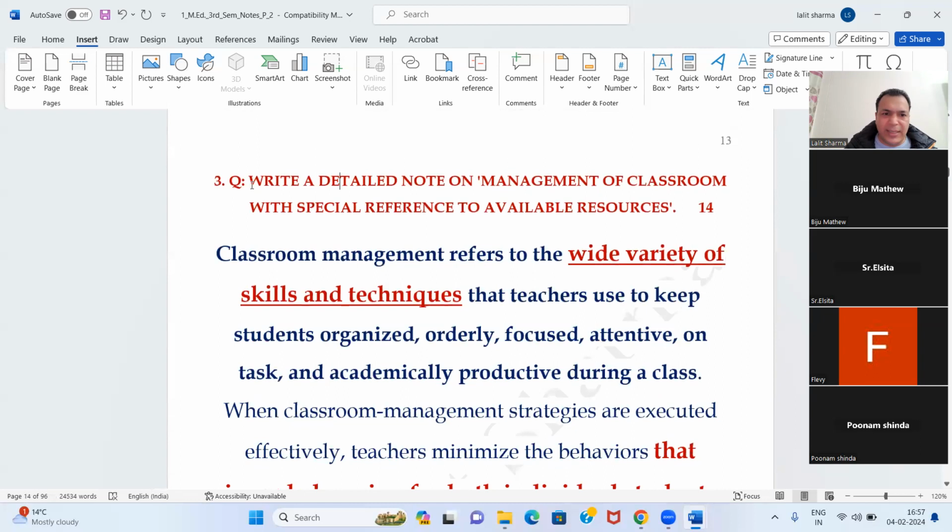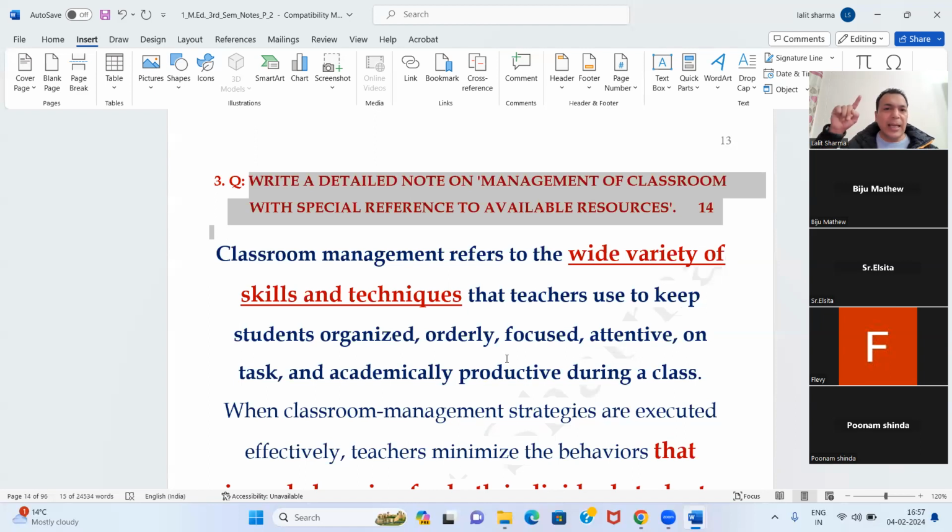Okay, next question is a long question. Write a detailed note on management of classroom with special reference to the available resources. So it is talking about classroom management, how the teacher manages the class in the presence of available resources in the class.